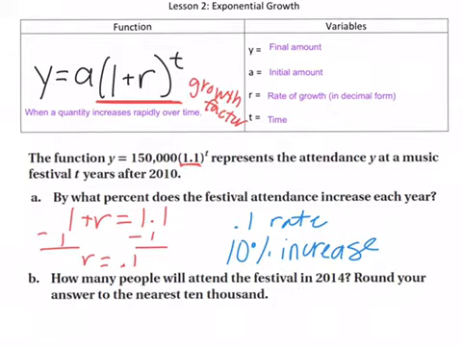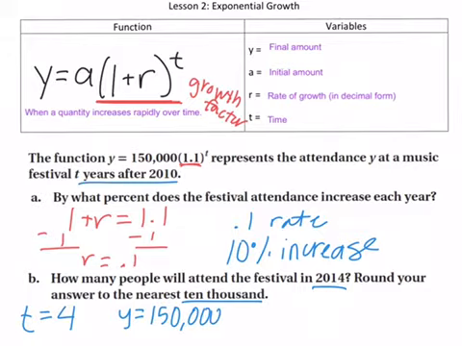Now the last question says, how many people will attend the festival in 2014? Round your answer to the nearest 10,000. We're now going to plug in something for our time, t. Our t is however many years after 2010, so we know that t is going to be 4. 2014 is 4 years after 2010. So all we're going to do is plug in 4 for our little exponent t. I'm rewriting the equation given in the problem, and I'm going to plug in a 4 for time.